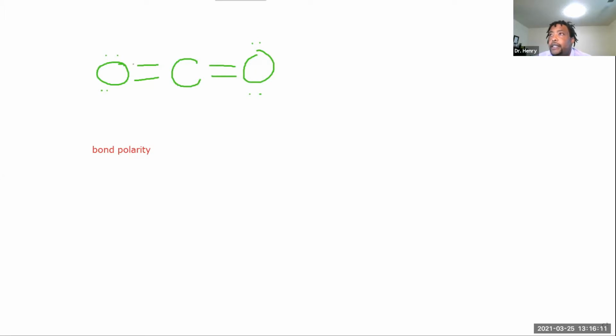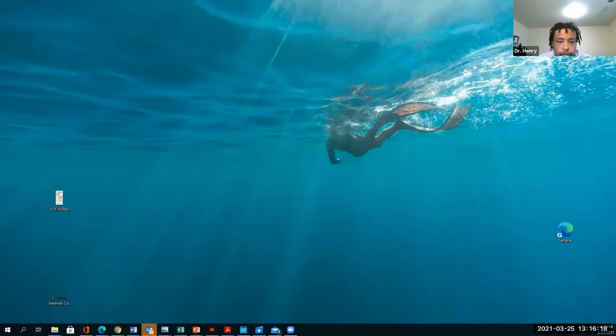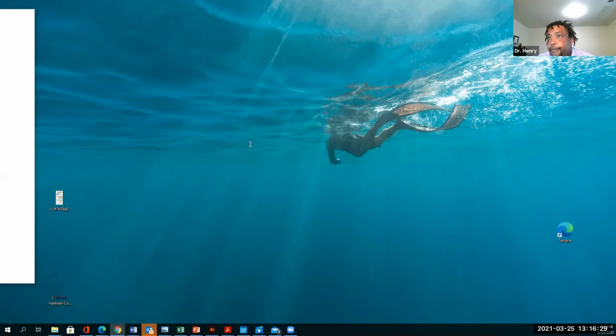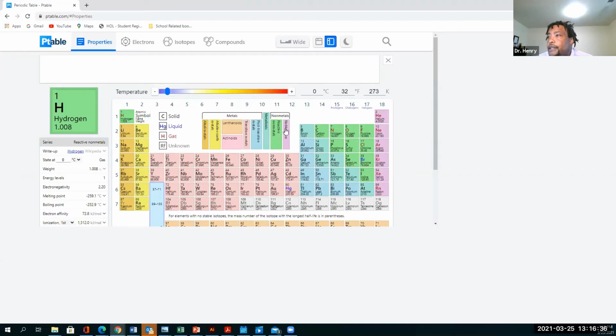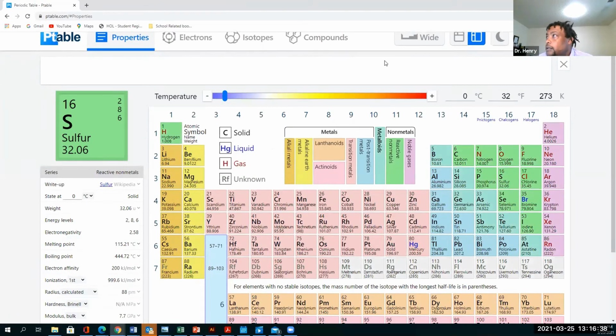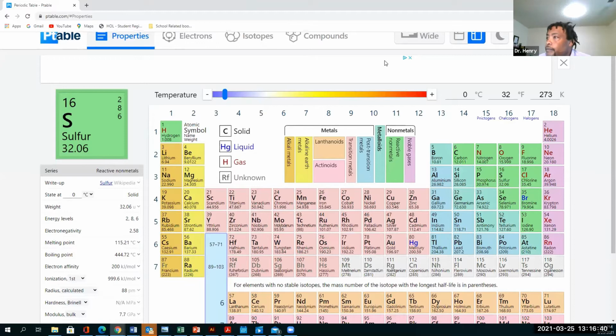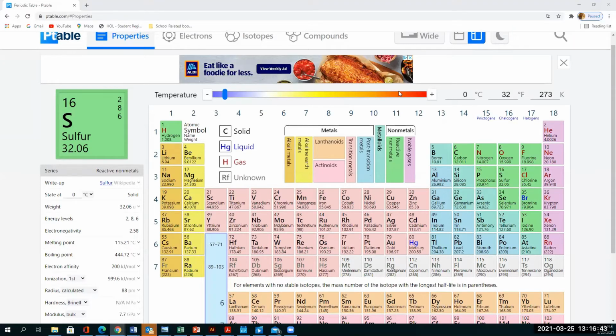Okay, so I'm going to switch my sharing for a minute and pull up the periodic table. Can you guys see my blue screen? I may be able to pull up the periodic table. I can see it. Let me pull up the periodic table and then drag it over. Okay, do you guys see the periodic table now? Or did it freeze? Can you guys see it? Yes. Good.